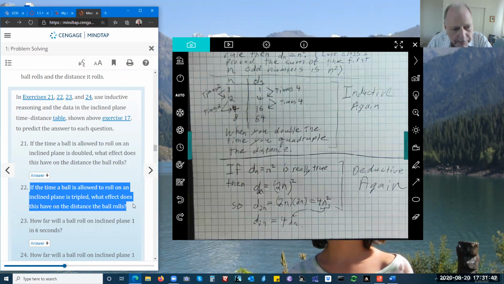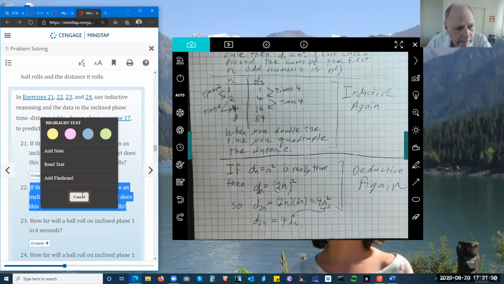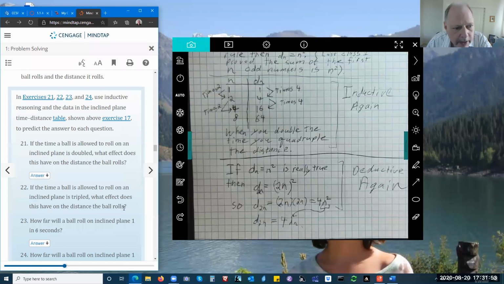Number 22. If the time a ball is allowed to roll on an inclined plane is tripled, what effect does this have on the distance? Twice the distance made 4 times, twice the time made 4 times the distance. So now the question is, okay, if you do 3 times the time, what happens to the distance?